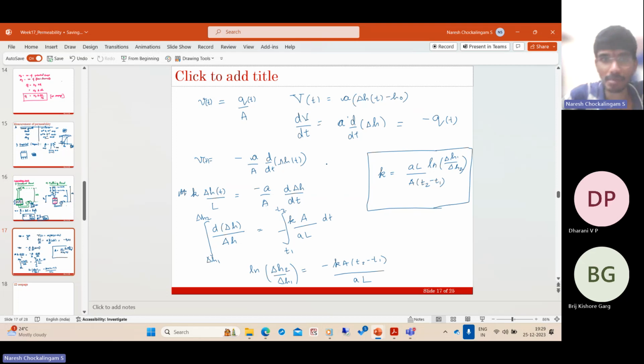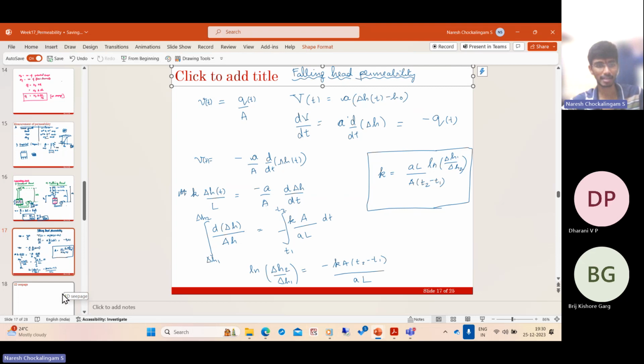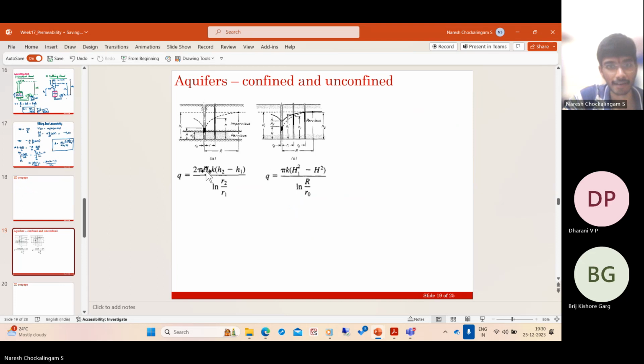So when you do a falling head permeability test, K is determined according to this equation. That's all. Now, there are also cases where you have aquifers, and this topic is also there in hydrology as a part of hydrology in the GATE syllabus. So you can also look at this right now.